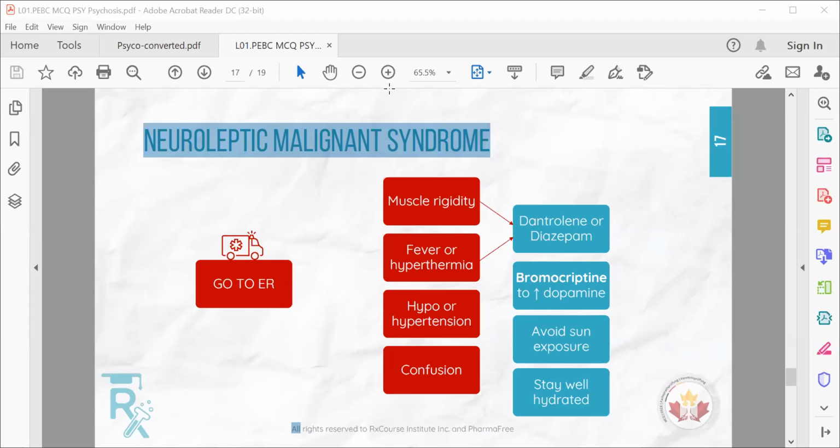I'm already giving the patient an antipsychotic, which is anti-dopaminergic. It's blocking the dopamine receptor, and this leads to neuroleptic malignant syndrome. So I need something not to block the D receptor, but to work as an agonist for the D receptor. This is why I give bromocriptine.